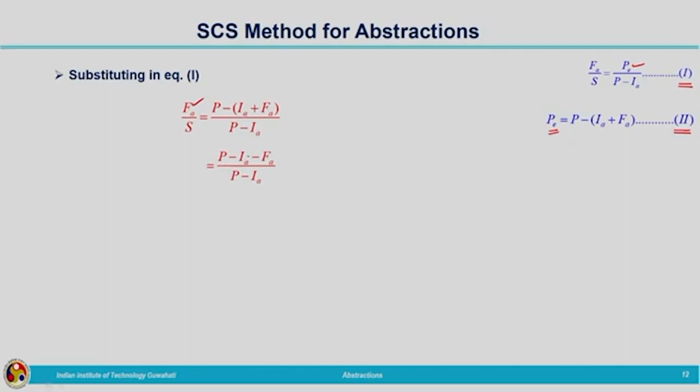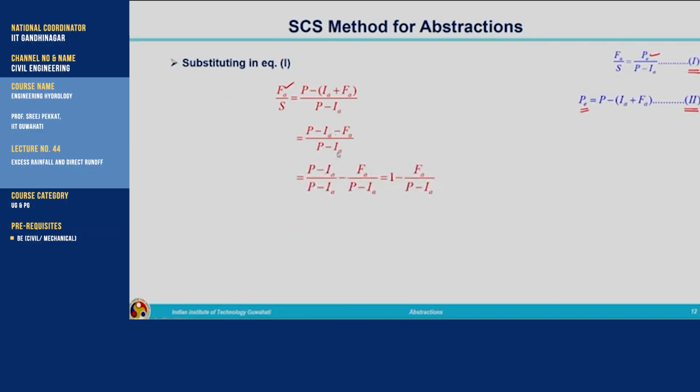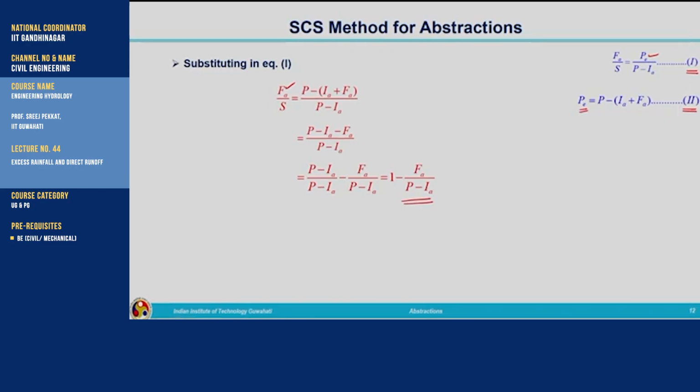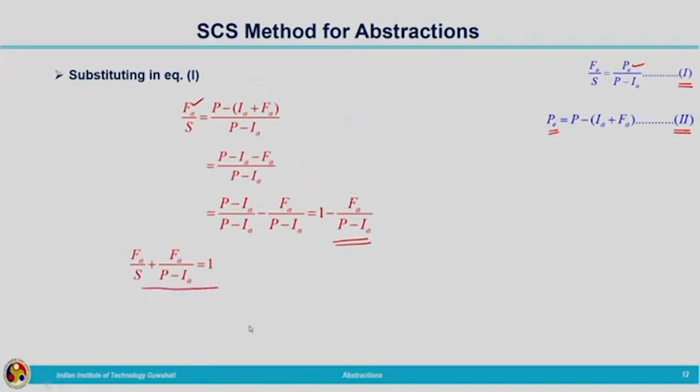So, it will be P minus Ia minus Fa divided by P minus Ia, and after certain readjustment, we will get the expression as 1 minus Fa divided by P minus Ia, and Fa divided by P minus Ia will be taken towards the left hand side, and we will get Fa divided by S plus Fa divided by P minus Ia is equal to 1. From this we can take out the value corresponding to Fa. Fa multiplied by P minus Ia plus S divided by S into P minus Ia is equal to 1.